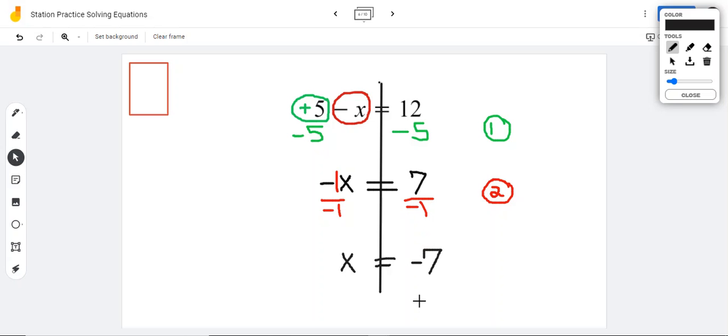Okay? So basically what I did was I changed the sign. If this side is negative and I want it to change to a positive, I have to change the sign on this side too. It was positive, so I changed it to a negative. Think of it as dividing by negative 1.